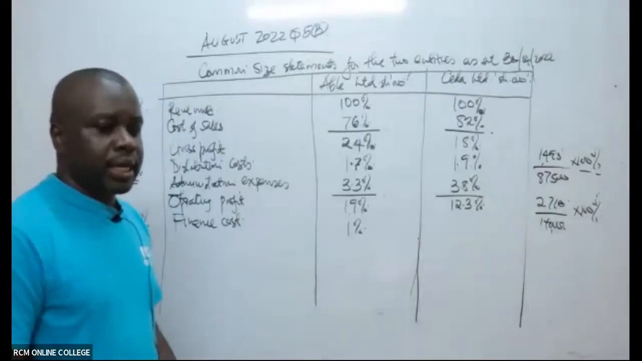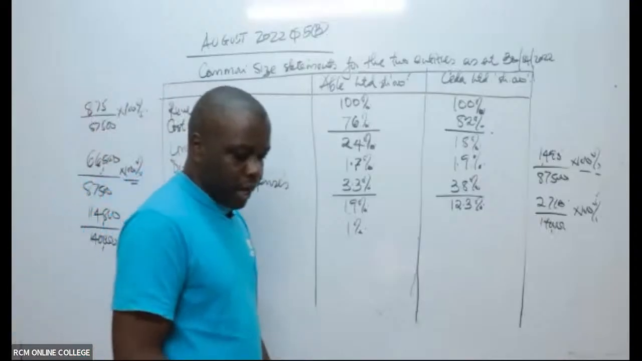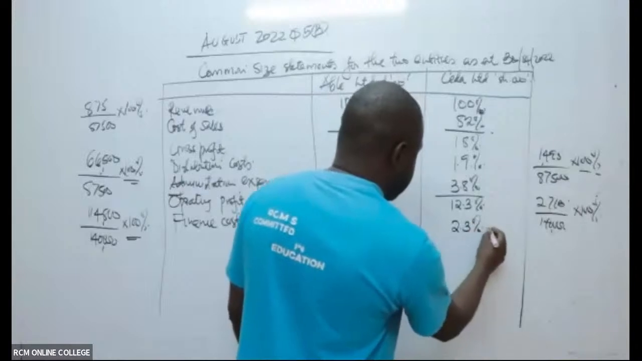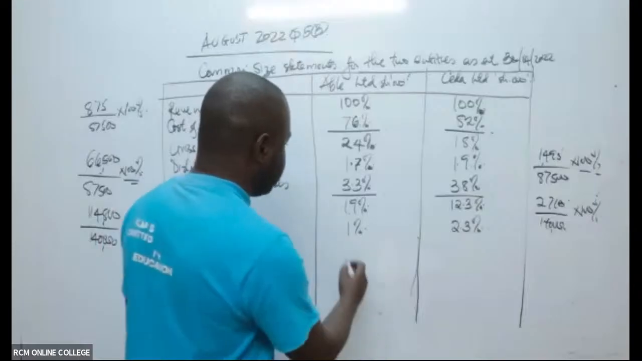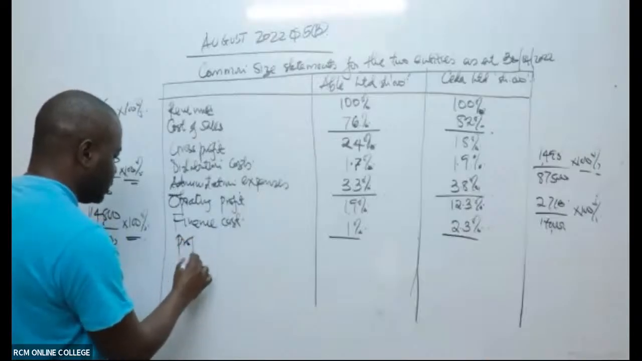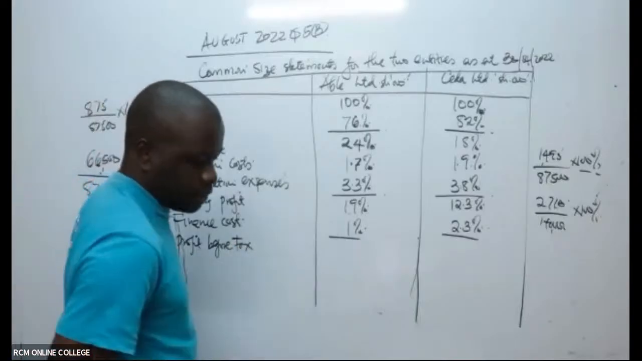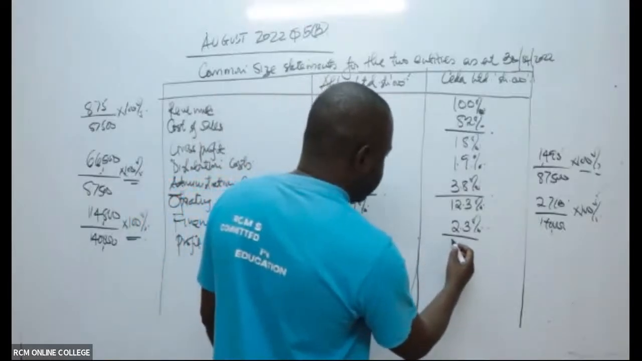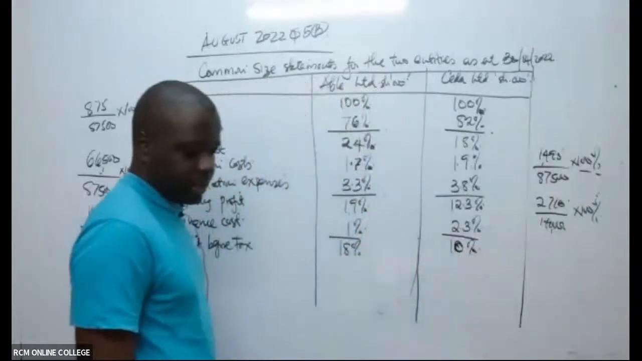Just the same procedure. So 2.25%. We can round off to one figure. That will be 2.3%. Then the profit before tax, you get the difference there, you'll be able to get 18%. This one you'll get, is it 10%? You'll get 10%.